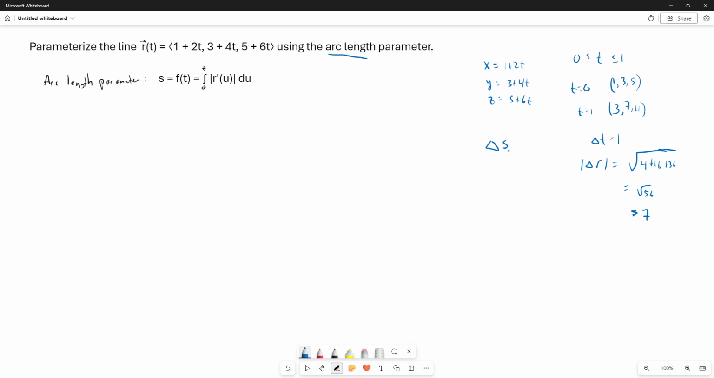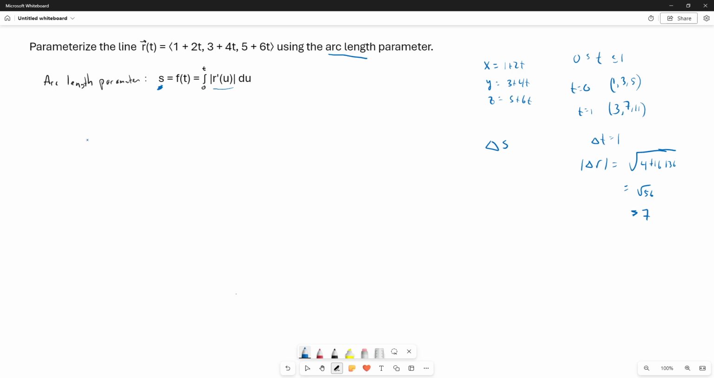An arc length parameter, when the parameter changes by a certain amount, means you've moved that far on the curve. The formula for the arc length parameter s is to integrate the speed of the curve. When you integrate speed, you get the distance traveled. That's why there's this correspondence between the value of s and how far you've traveled. So s is a function of t, defined by a definite integral: the integral from 0 to t of the magnitude of r prime of u du, where u is just a dummy variable.